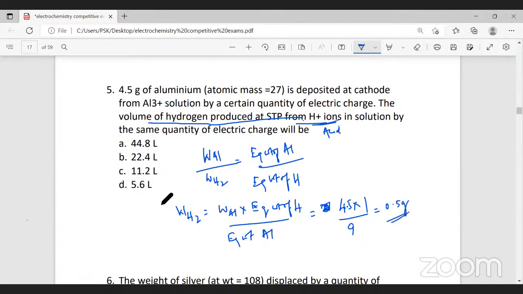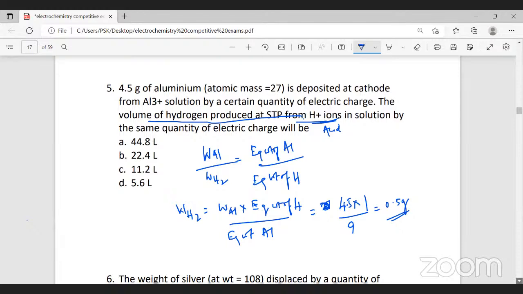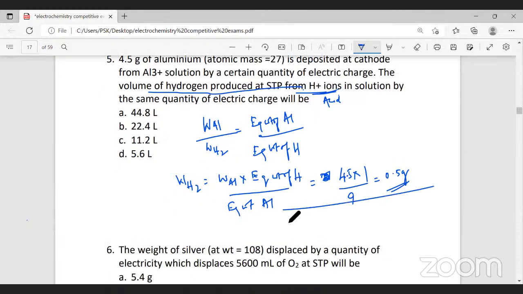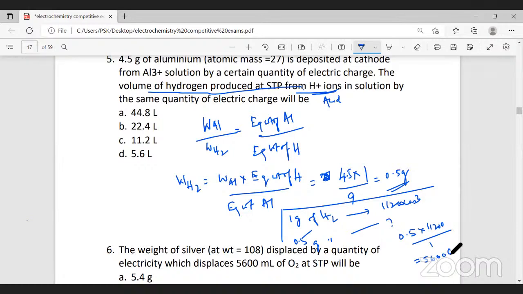Now they're asking you the volume of hydrogen in liters. 1 gram of hydrogen occupies 11,200 centimeter cube. In the first problem I worked, equivalent mass of hydrogen is 1. So here we got 0.5 gram of hydrogen, which will occupy 0.5 into 11,200 divided by 1, that is 5,600 centimeter cube. That is 5.6 liters. So the answer for this question is option D. Followed?